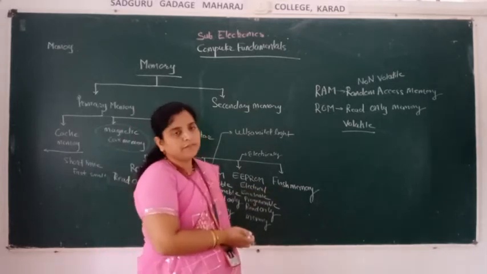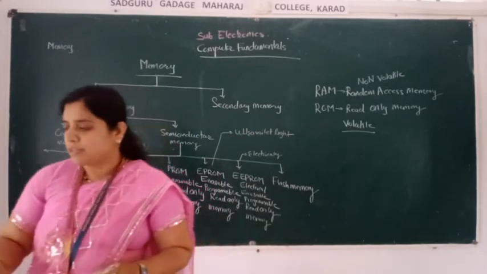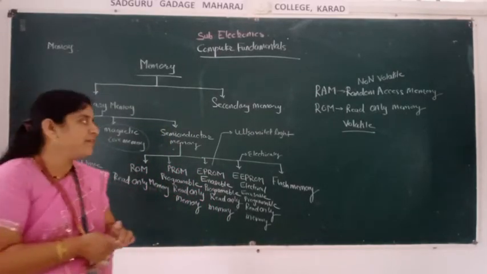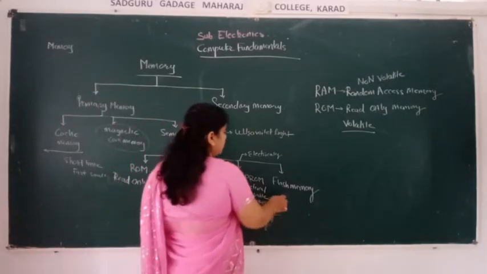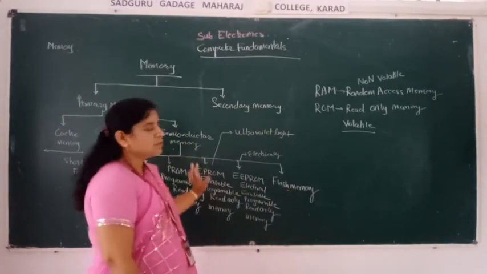And last is the flash memory. Flash memory is a very fast memory. When we have to perform a very fast task, at that time we can use the flash memory. Okay, so these are the types of memories.